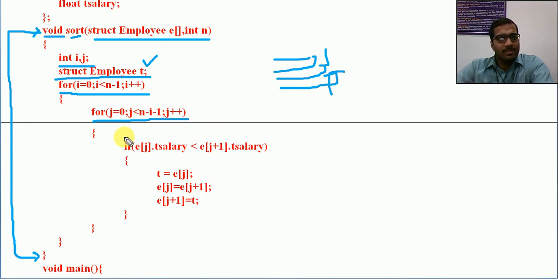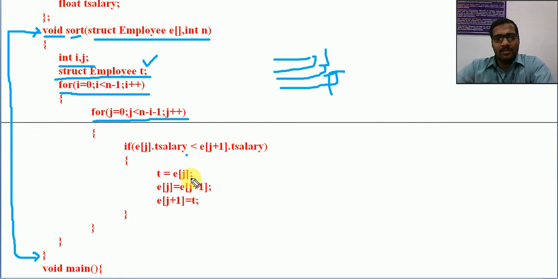So if e[j].tsalary, it is the array that we are using here, the structure array, e[j].tsalary is less than. Why are we using less than? Because here we are mentioning descending order of salary. If it is ascending order, it will be greater. We are following that only, right? Now it is less than e[j+1].tsalary. e[j+1] means the next record and its salary.